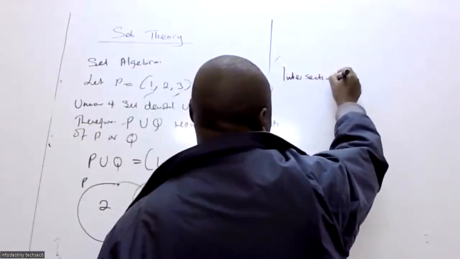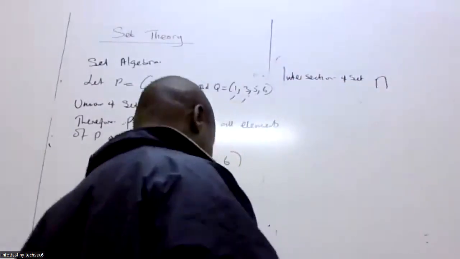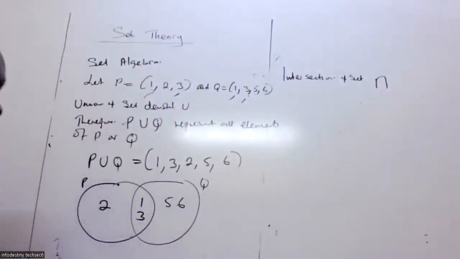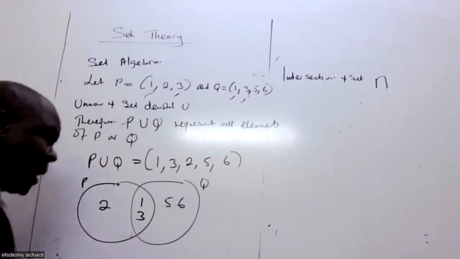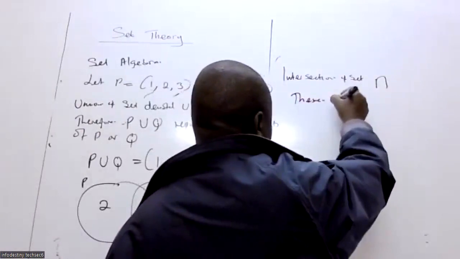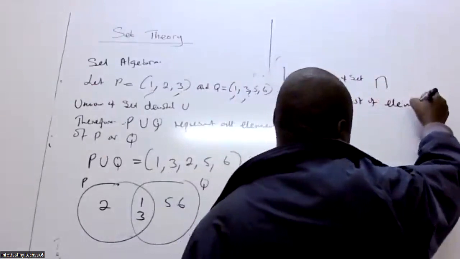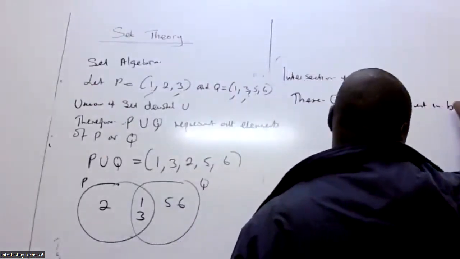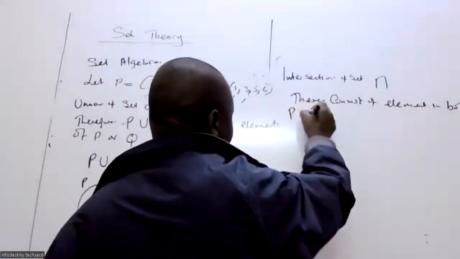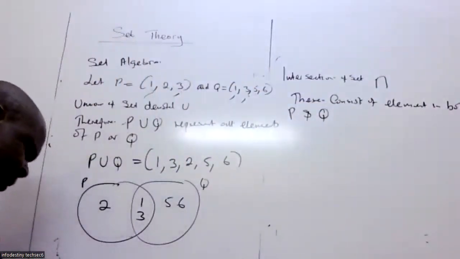Intersection, denoted by this sign. This consists of elements in both P and Q. Elements in both P and Q.